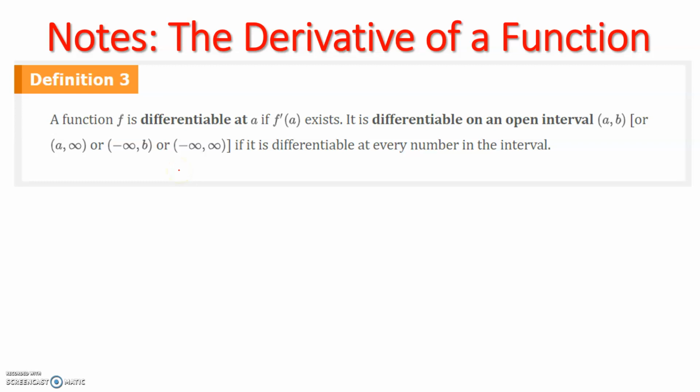All right, so this is part 2 of the derivative of a function lesson. So we're going to say that a function f is differentiable at a if f prime of a exists at that point. It is differentiable on an open interval, a to b, or a to infinity, or negative infinity to b, or negative infinity to infinity, if it is differentiable at every number in that interval.